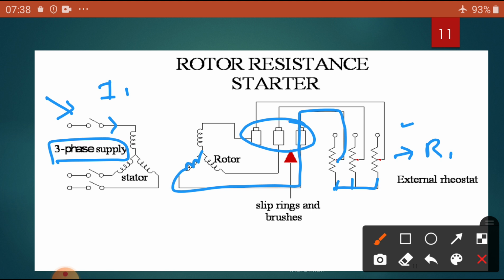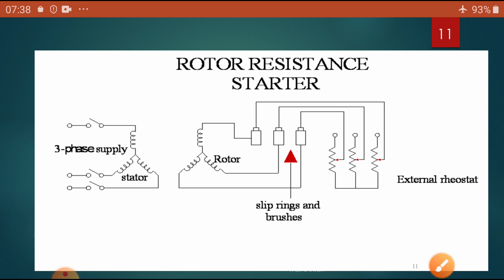Okay, so this is the arrangement. Now, operation we will see. So the concept we got. What we have seen: the stator current can be limited by introducing the variable resistance in the rotor circuit. In this way the starting current is reduced. The variable star connected rheostat is connected in the rotor winding through slip rings, and full voltage is applied to the stator winding. Then the current is limited with the help of I2 dash.